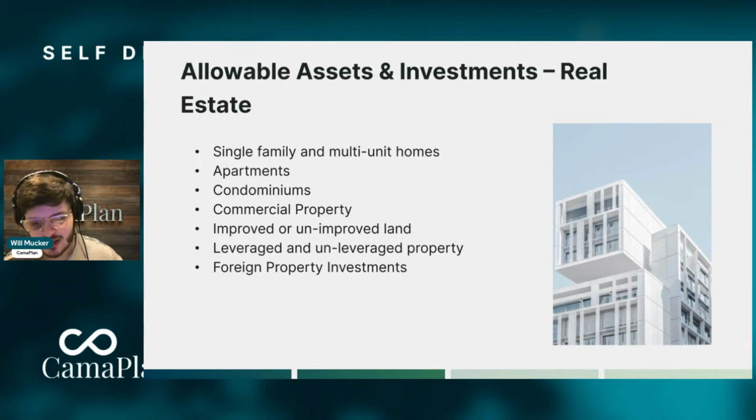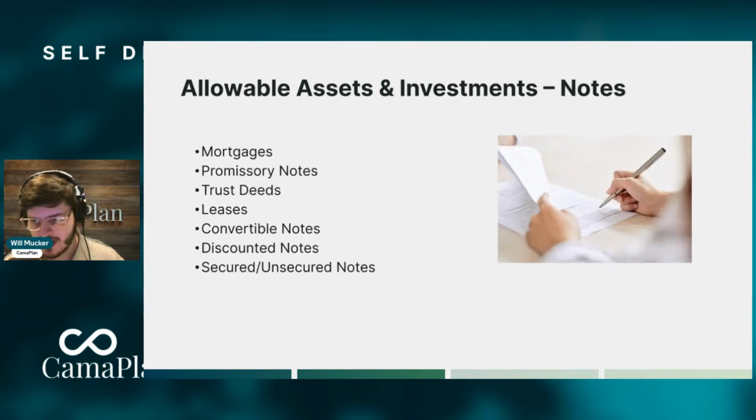But with real estate, you can purchase a property with your IRA or retirement account with an account at a self-directed custodian like Camaplan. We'll talk about how that process looks in a few slides, and it'll apply to pretty much all of these investments. The next very common investment we see at Camaplan is private lending.